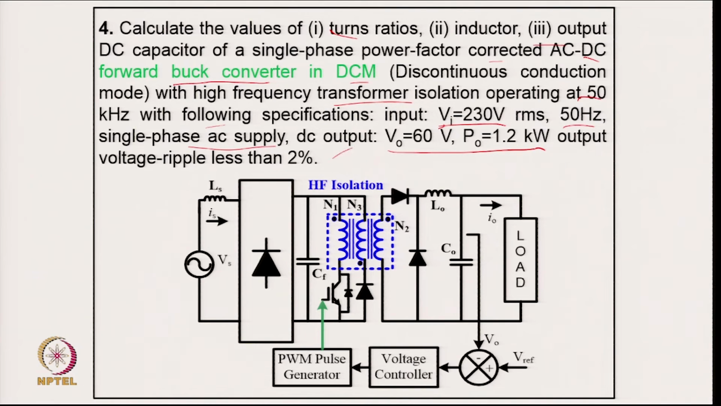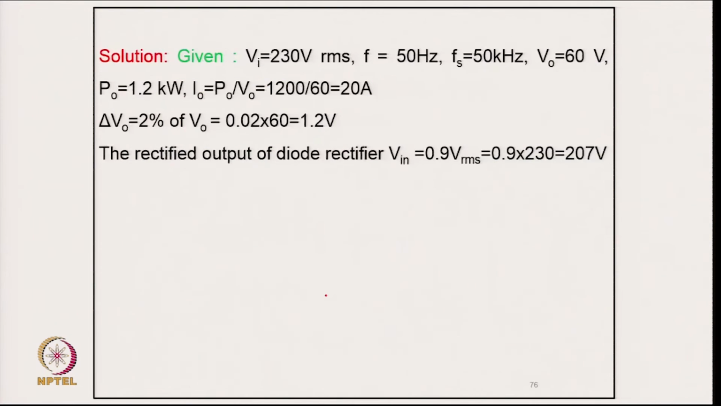So, it is designed in case of discontinuous conduction mode. So, we are only sensing the output voltage and comparing it with the reference voltage with the voltage controller and just giving a gate signal to this. So, coming to the numerical part of this, with the input supply voltage 230 volt 50 hertz, switching frequency 50 kilohertz, and output voltage 60 volt with the power of 1.2 kilowatt.